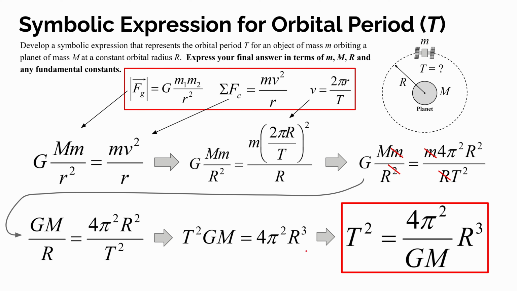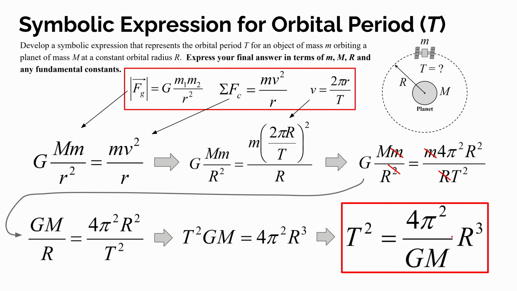If we divide each side by G times M, on the left side we just get the square of the period is equal to 4 pi squared divided by big G times big M, all times the radius cubed. And this equation now tells us how the period of orbit, how much time it takes to go around once, is related to the radius of the orbit. The square of the period is proportional to the cube of the orbital radius.